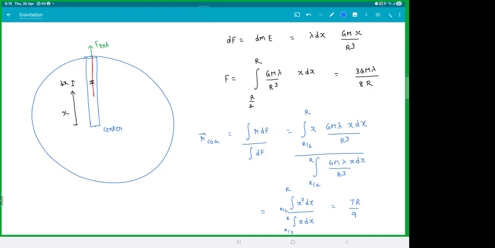Any doubts on this? All clear with this? So solid spheres, you can play like this. So we have more variations, but I will see it later on.